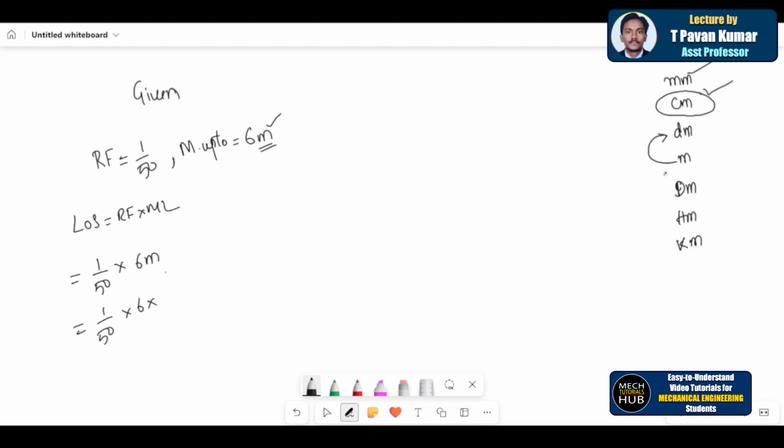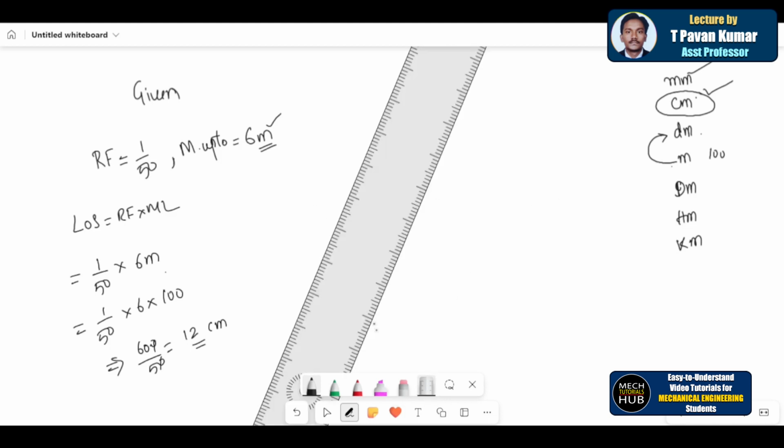To convert from meters to centimeters, 2 zeros, nothing but I need to multiply it by 100 centimeters. So altogether what you are going to get is 600 by 50, which is 12 centimeters. Try to remember 12. Now the length of the scale is 12, so you need to draw a length of 12 centimeters. Conventionally I try to represent now.